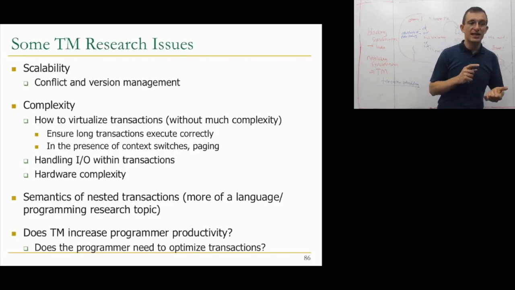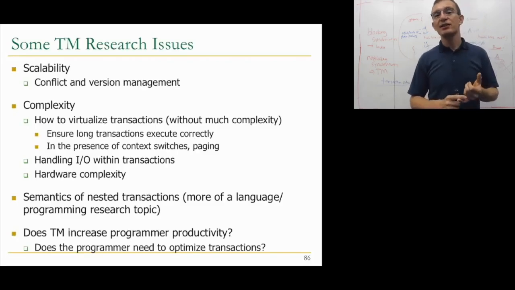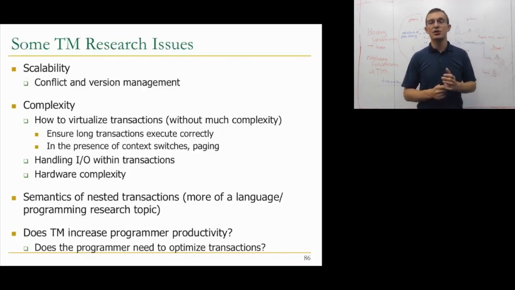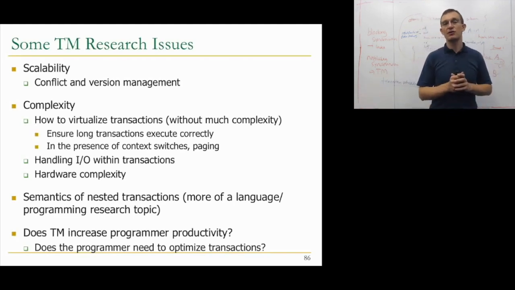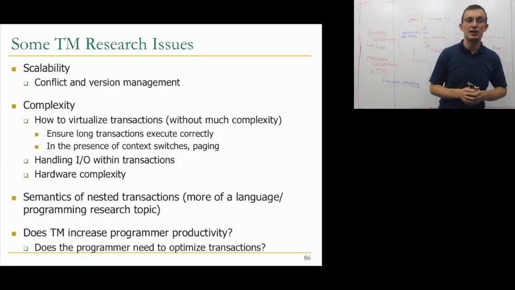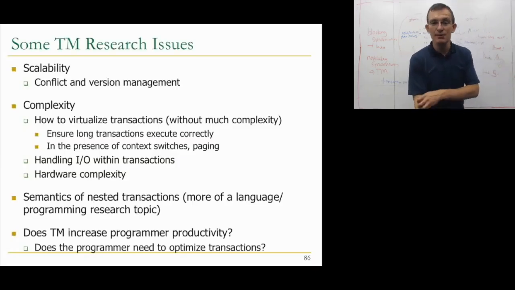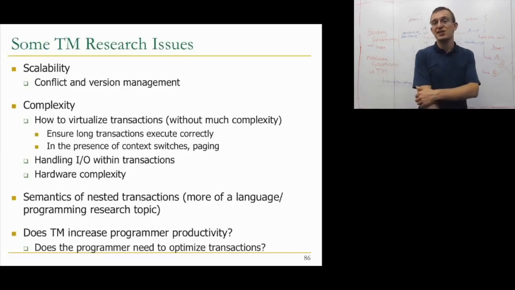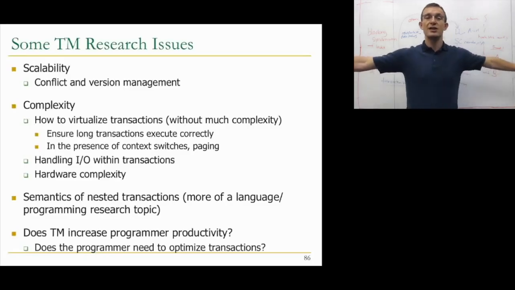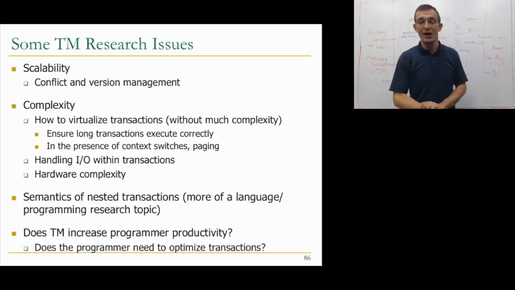One issue is scalability. How do you actually scale conflict management and version management to a very large number of nodes? And I'll let you think about some of these questions. I'm not going to give you answers, but these are actually interesting research issues. The second is complexity. And complexity is mainly related to how to actually virtualize transactions without much complexity. How do you actually run long transactions and ensure that they execute correctly?